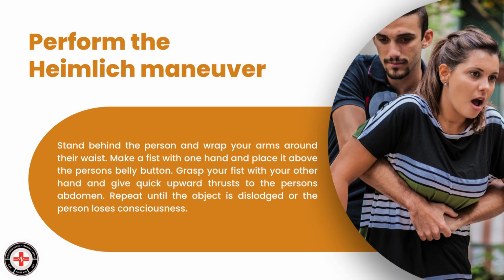Now let's cover how to perform the Heimlich maneuver. Stand behind the person and wrap your arms around their waist. Make a fist with one hand and place it above the person's belly button. Grasp your fist with your other hand and give a quick upward thrust towards the person's abdomen. Repeat until the object is dislodged or the person loses consciousness.